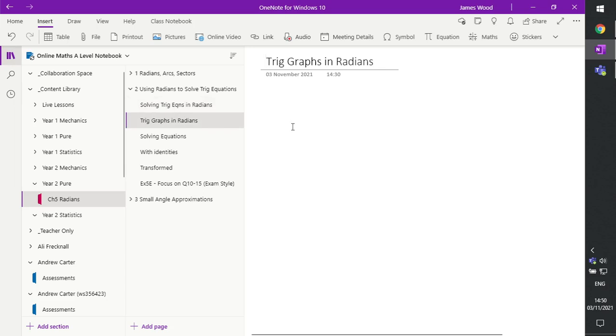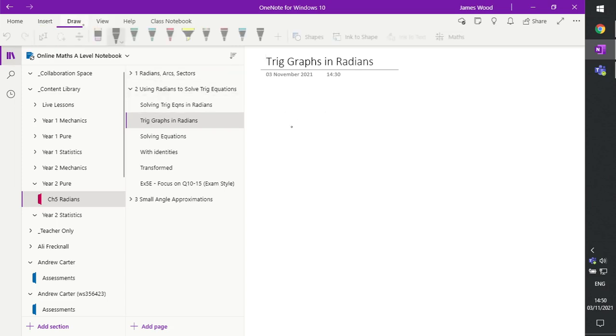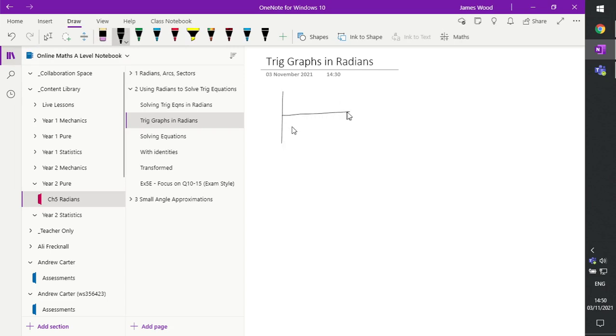So the first thing to think about is, what do our trig graphs look like, but in radians rather than degrees? So let's just start with sine. Now sine normally, in degrees, would look like this. And we would have 0, 180, and 360. However, in radians, we need to change this. So obviously 0 is still going to be 0. Instead of 180, we're going to have pi. And instead of 360, we're going to have 2 pi.